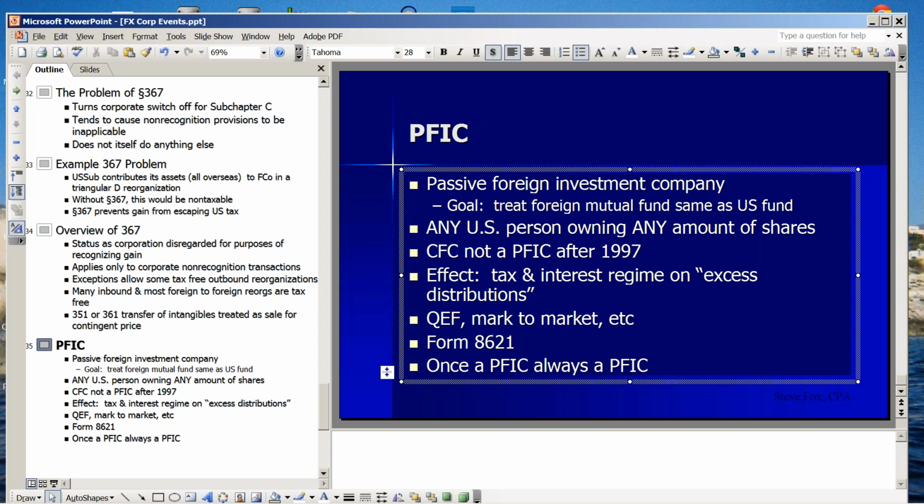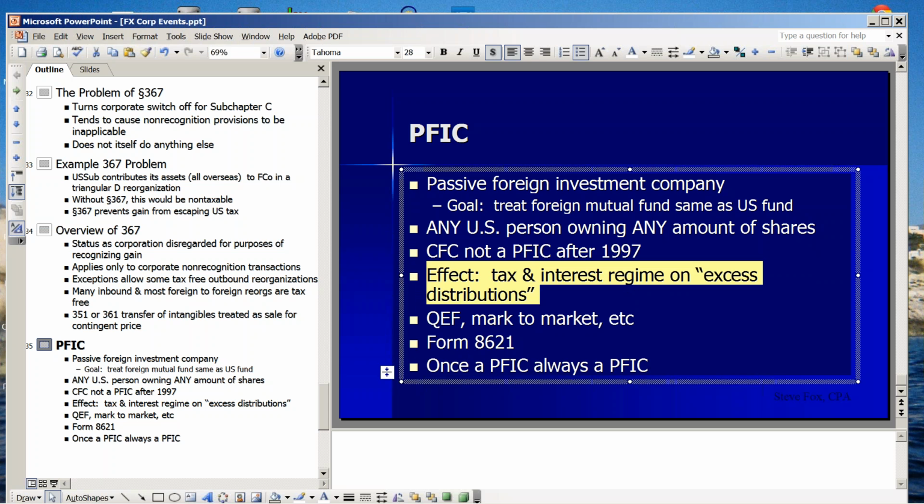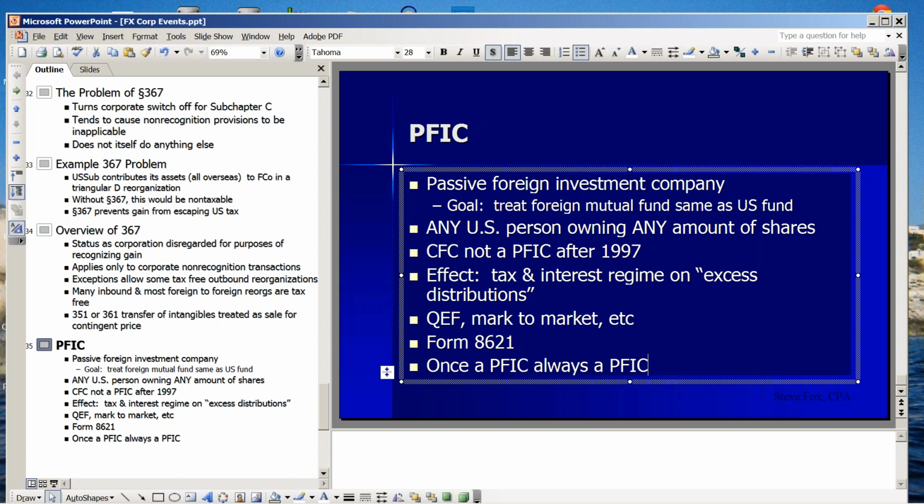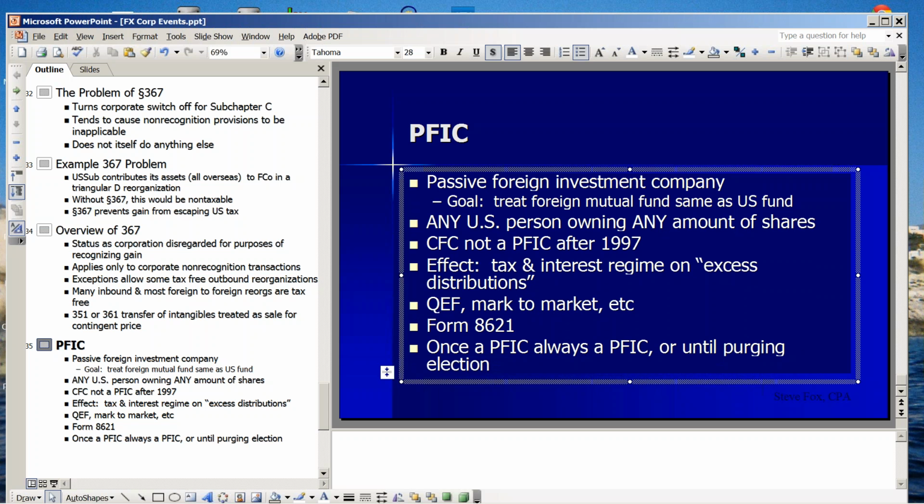And once a particular share is a PFIC share, it's always a PFIC share, and it's tainted with this tax and interest regime until I get rid of it, or until I make a purging election. And those purging elections are some of those boxes that I mentioned that you shouldn't check without considering it very carefully.